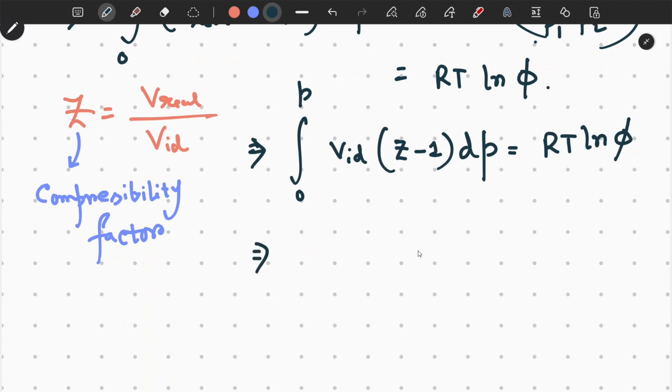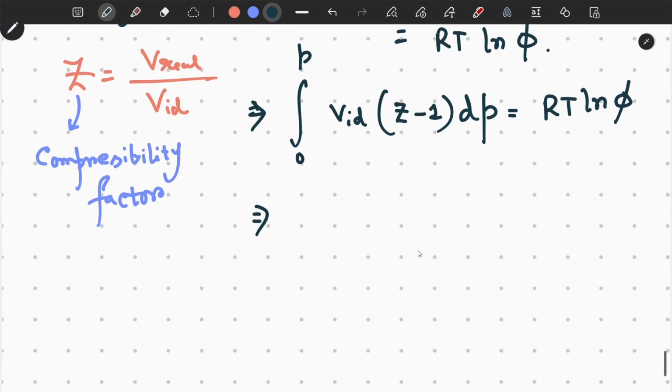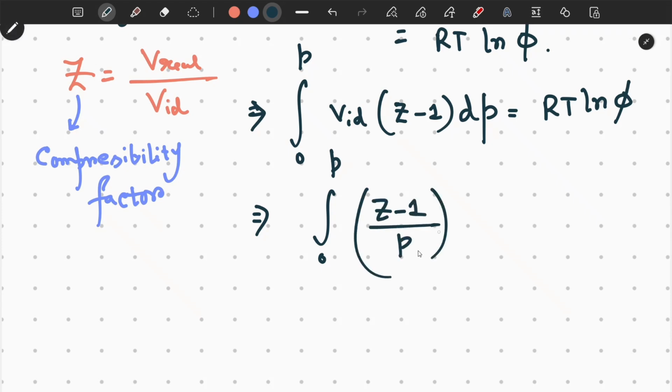Z can depend on pressure obviously, but V ideal you can replace. How can you replace this V ideal? By RT by P, since everything was for 1 mole from the beginning. So RT will be cancelled out, and it will be just 1 by P.